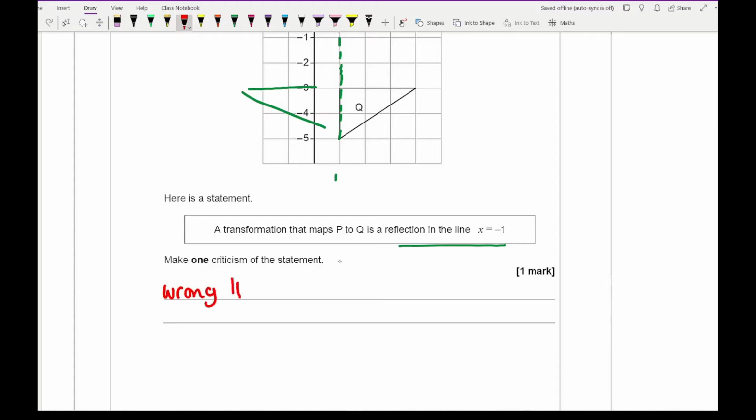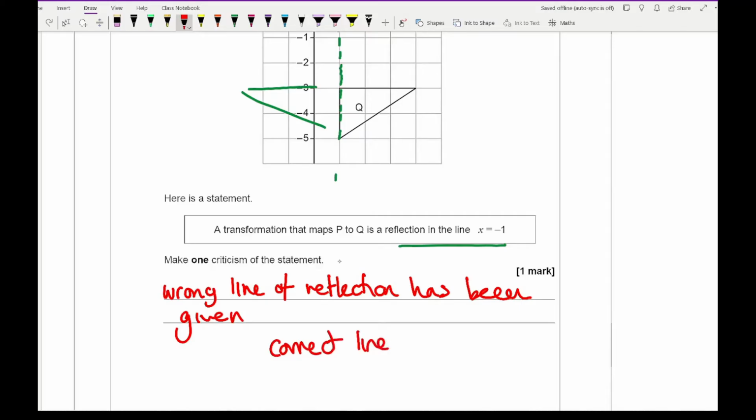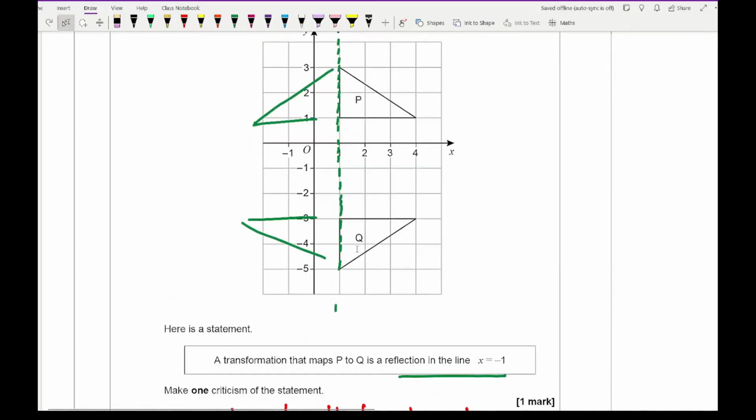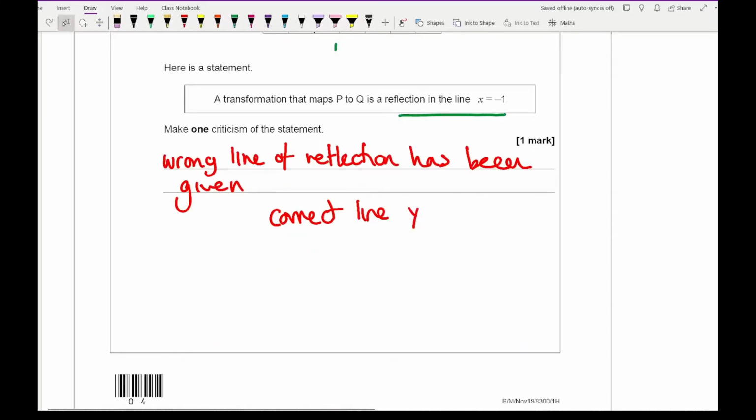line of reflection has been given, and that would suffice for the 1 mark. You could also say the correct line is actually going to be y equals -1. Just go back to that.